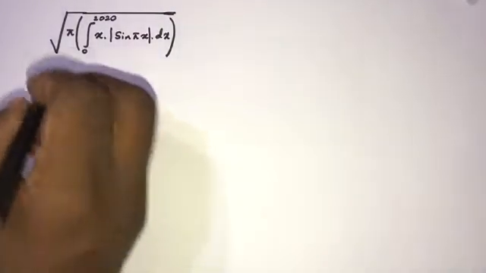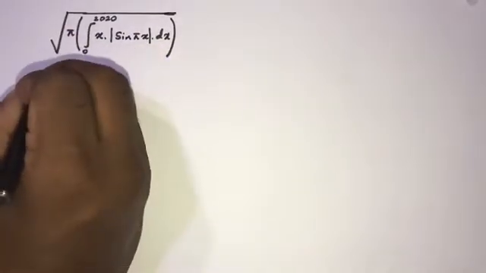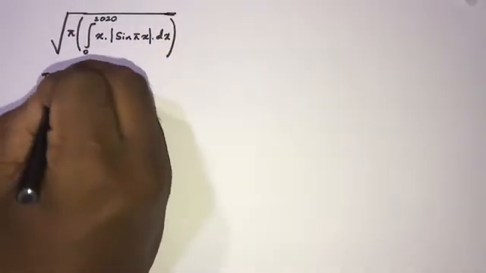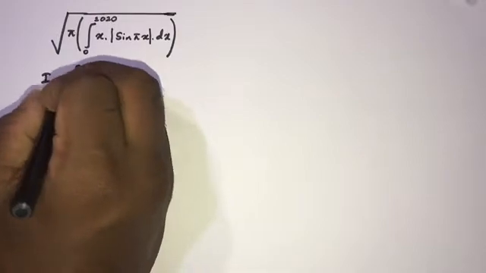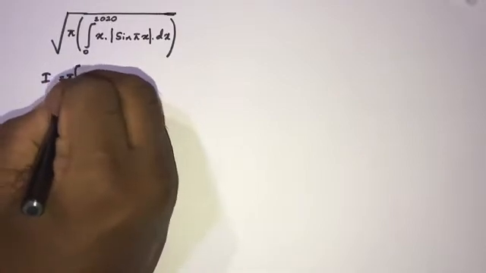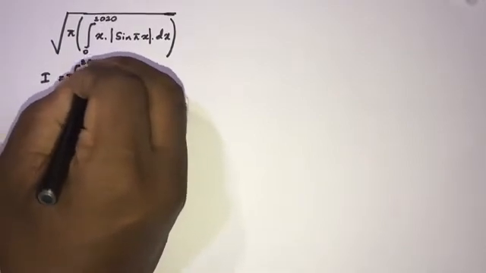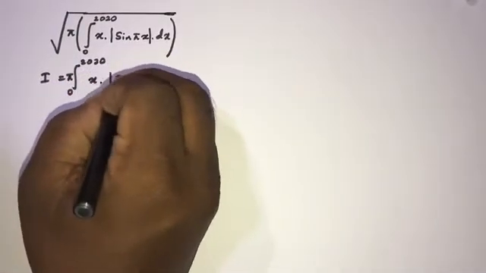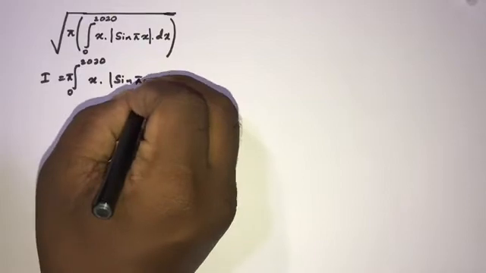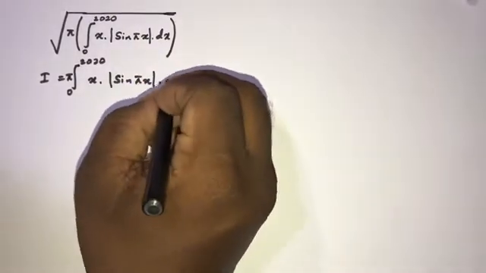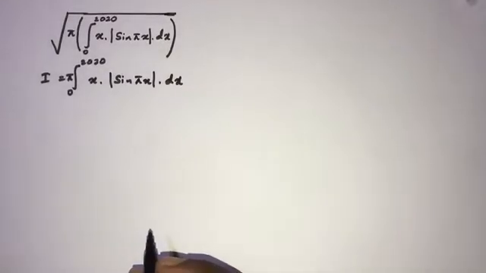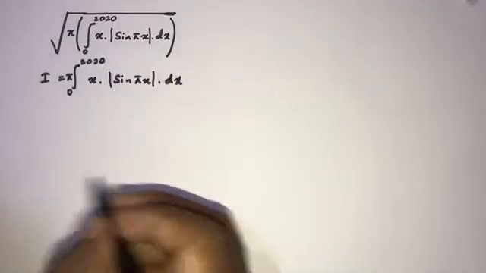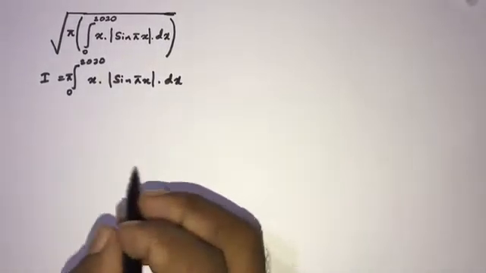First, I am going to take this inner part is equal to I. So, I is equal to pi times the integral from 0 to 2020 of x times absolute value of sine of pi x dx. Then what can we do? We can use substitution method.